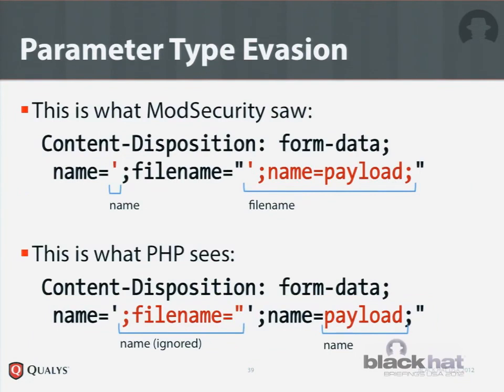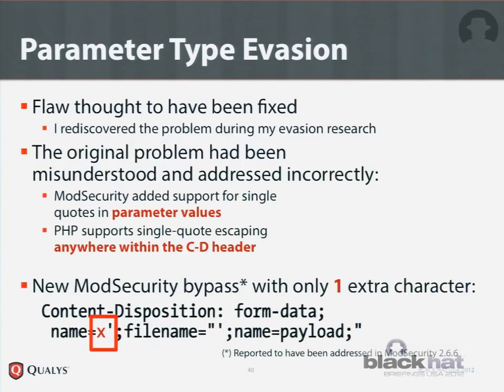If you look at it, in the first case you can see what ModSecurity sees, and ModSecurity will see one name parameter whose contents will be just a single quote, and then the filename parameter which has some rubbish in the payload. And then PHP, because it uses single quotes for quoting, will see two name parameters. And because PHP always uses the last parameter that you supply on the Content-Disposition line, it will use the second one, and PHP just treats this particular parameter as a parameter and not as a file, and then the evasion works.